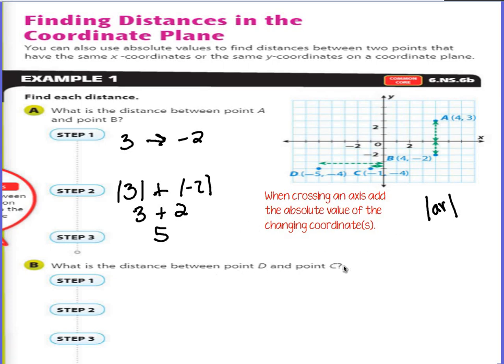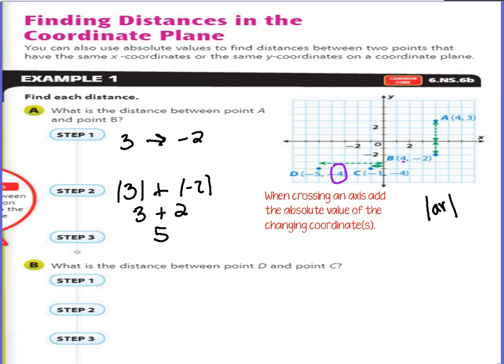So now we want to find the distance between points D and C. Now notice here for D and C, we don't actually cross the axis. So I can't add these numbers together because it doesn't work that way. Do notice that my y coordinates do not change because I'm not going up and down. Now I'm going left to right.